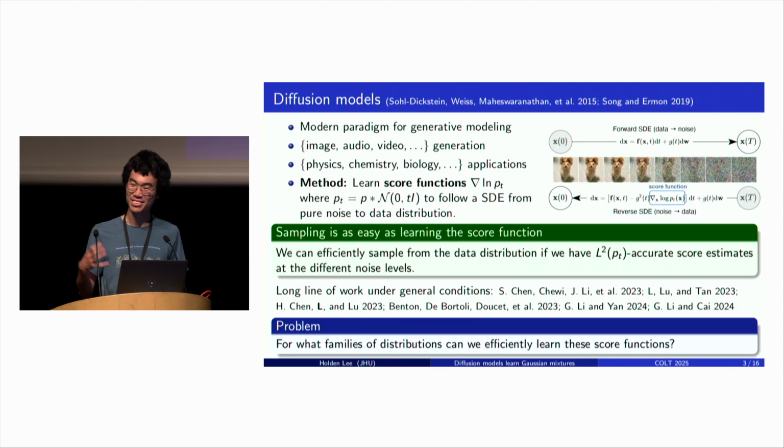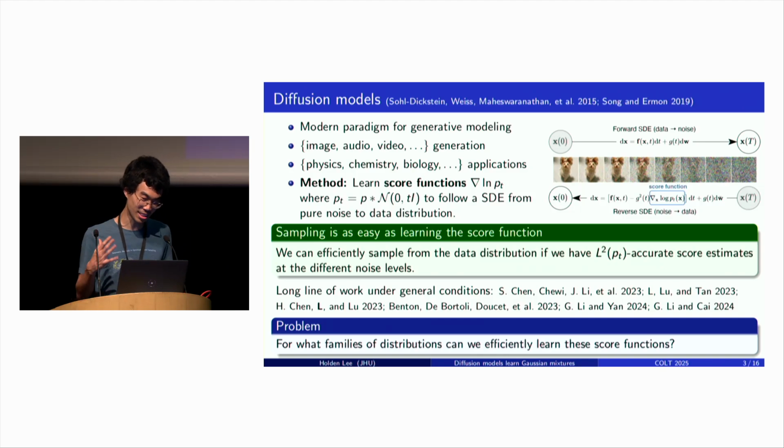So the way they work is we take pure noise, we follow some backward process to get a new sample from the data distribution. This backwards process requires this score function, which is the gradient of the log of the PDF of this noisy distribution Pt, as P convolved with Gaussian noise. Now the theory is well understood that there's a formal reduction, that sampling is as easy as learning the score function. So as long as we have estimates of these score functions at these different noise levels, then we can get an accurate sample from the data distribution, and that has been made very nicely quantitative.